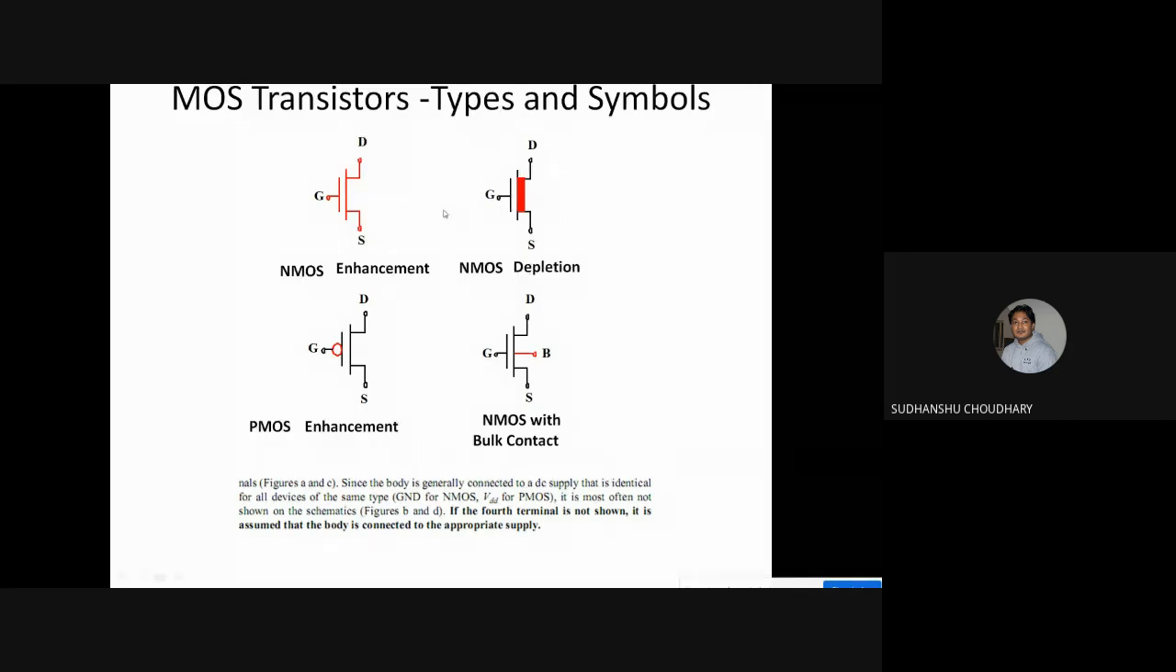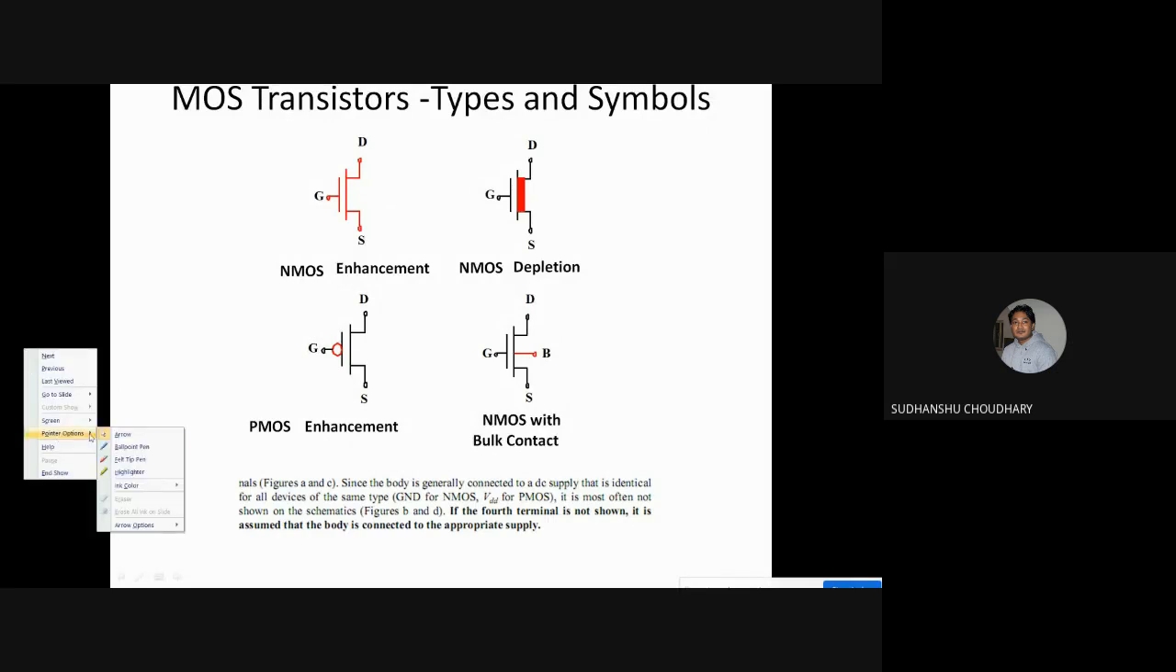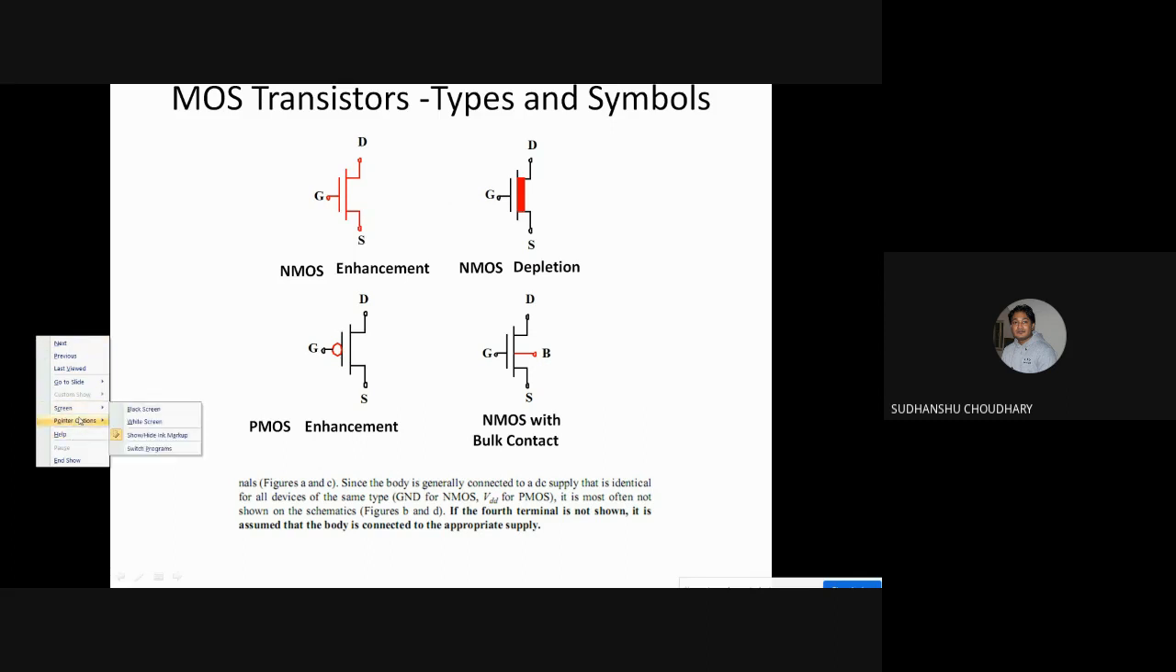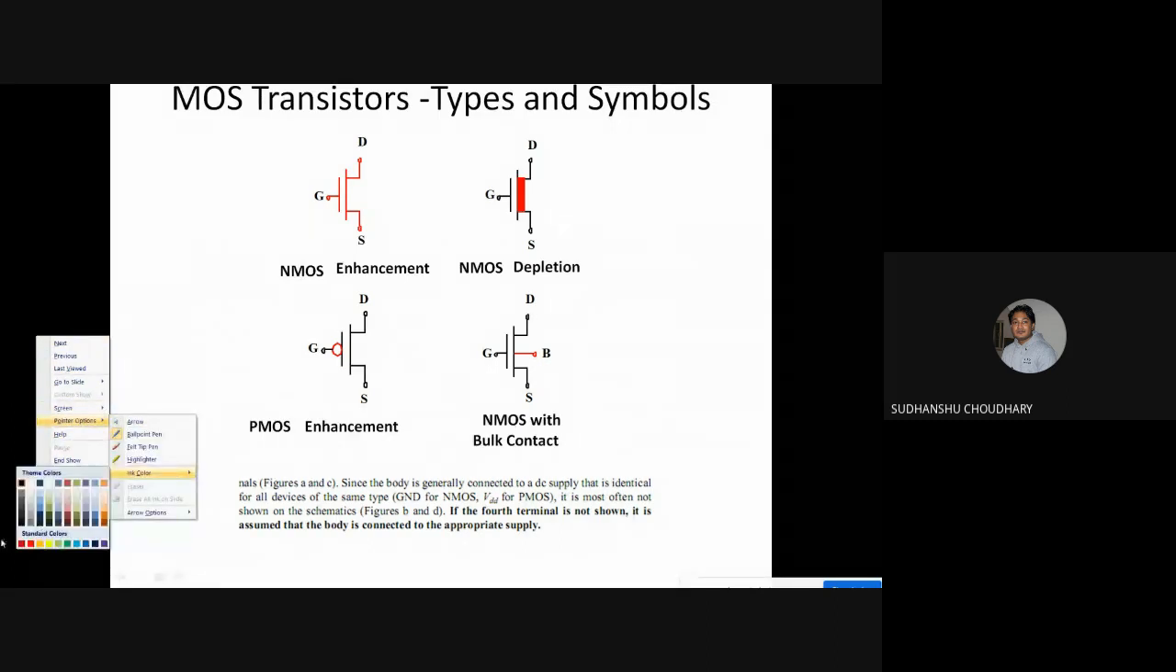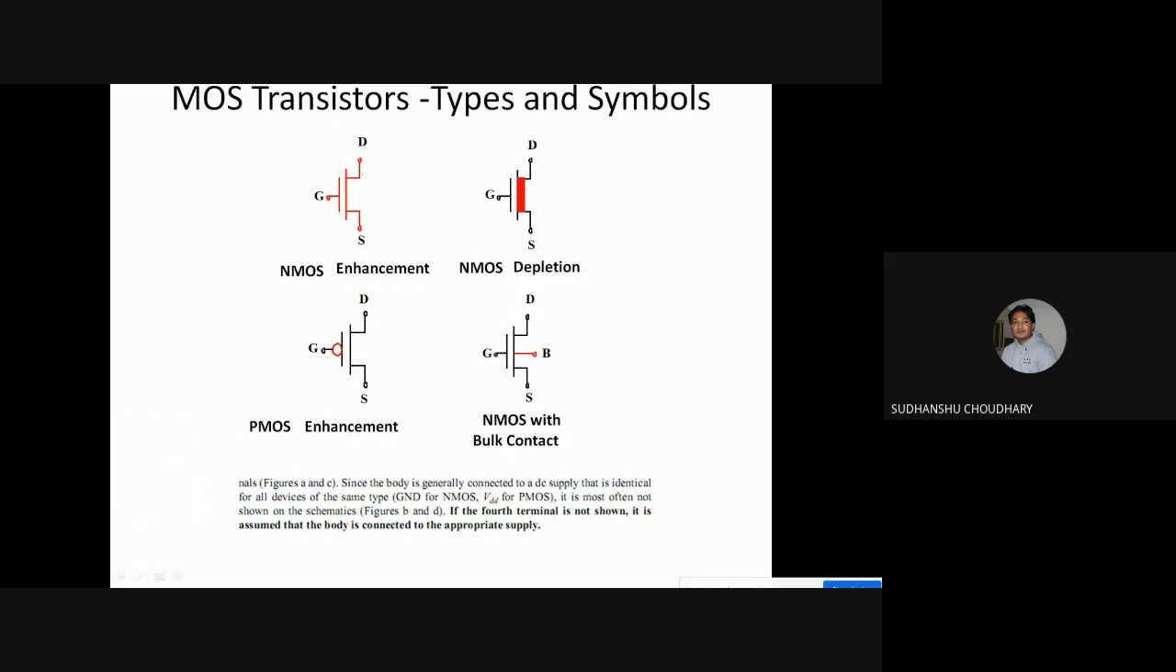Now this MOSFET transistor has four terminals. Sometimes you will see that only three terminals are mentioned, for example, in this case, you have a drain, gate and source. But actually there are four terminals. The fourth terminal is the bulk or body contact terminal.